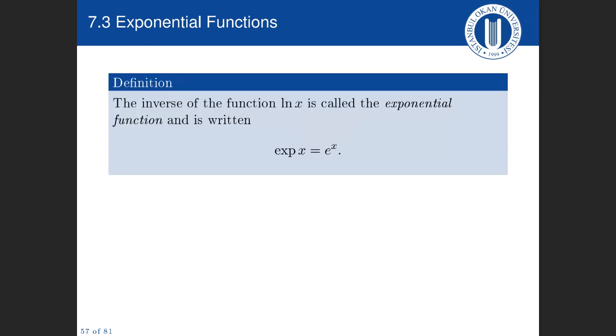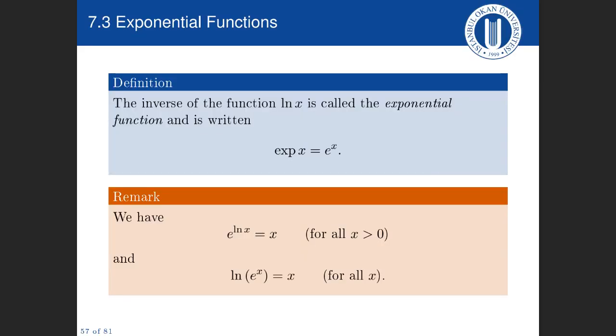This inverse of the natural logarithm is called the exponential function, and we write it like this: exp of x, or e to the power x. And because it's the inverse of the natural logarithm, we have that e to the power ln x is x, and we have ln of e to the power x is x, wherever they are defined. ln is defined for positive numbers, so the first equation is true for positive numbers. The second one is true for all x.